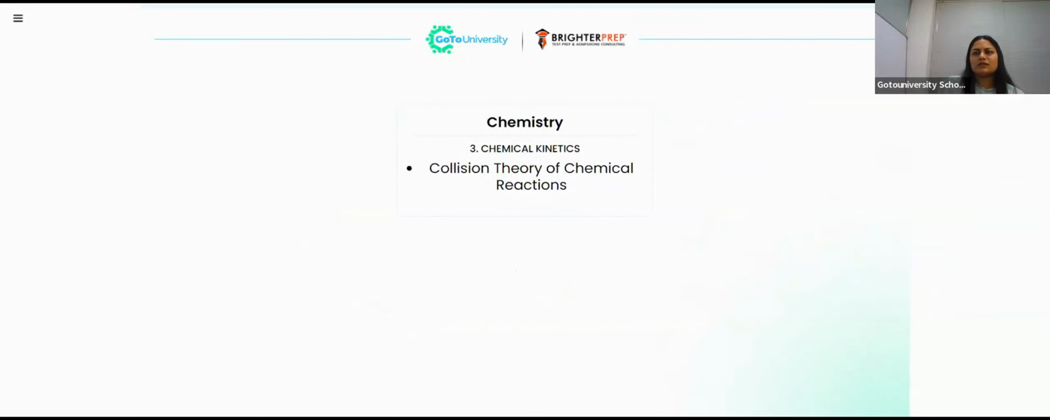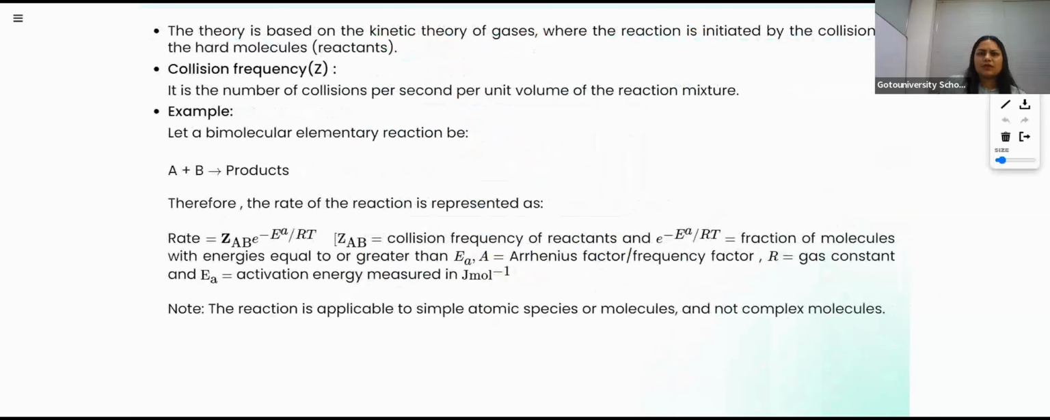Let us discuss this in detail. This theory is based on the kinetic theory of gases, where the reaction is initiated by the collision of hard molecules, the reactants. The collision frequency is denoted by Z. What is collision frequency? It is the number of collisions taking place per second per volume of a reaction mixture.